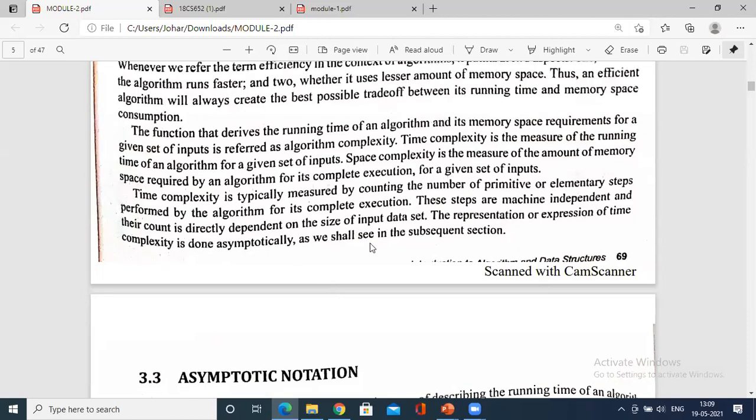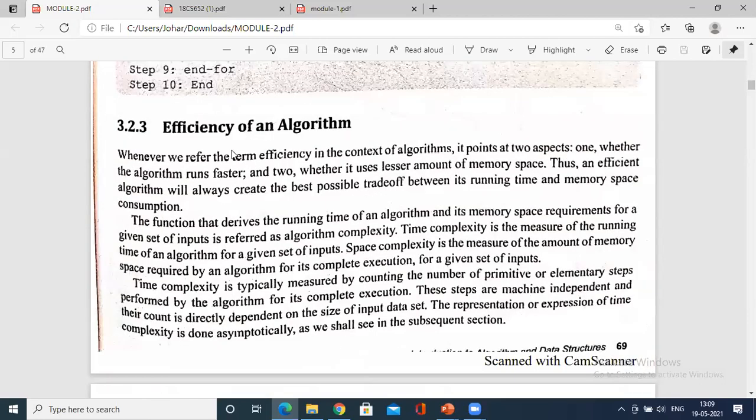How do you measure the efficiency? What is the meaning of efficiency of an algorithm? Efficiency of an algorithm represents the time complexity and space complexity.